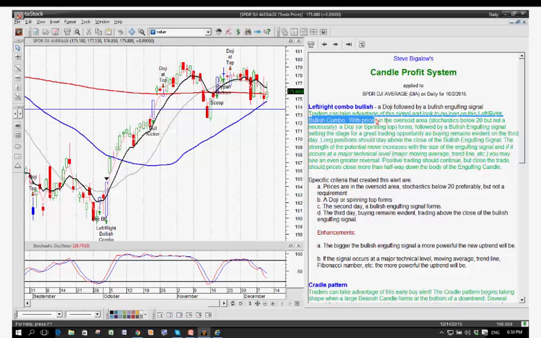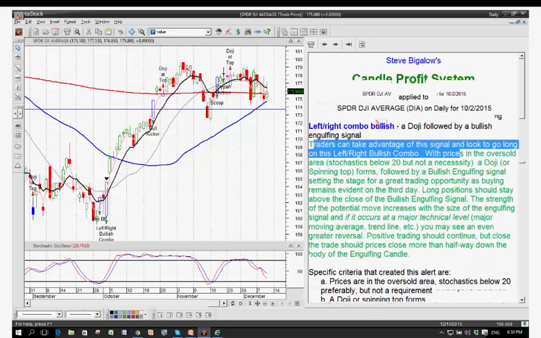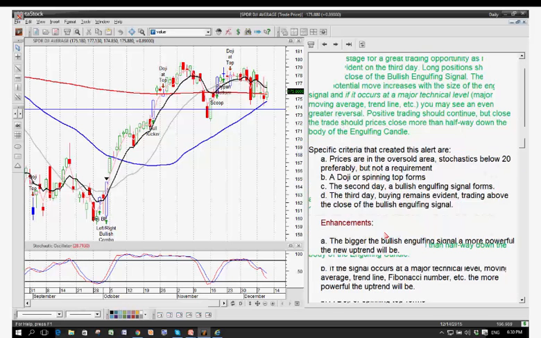If you're interested in taking advantage of the signal, you can look to go long. I'm just going to make this a little bit bigger. You'll want prices in the oversold area, stochastics below 20, not necessary, but preferred. A doji spinning top forms; it tells you how the pattern is actually formed. I'm not going to read it all out. Since a lot of the patterns that we're looking for are a little bit subjective, like you're looking for that rounding bottom, we tell you what criteria we're actually looking for, so you can make sure that it matches up with what we're drawing on the chart.